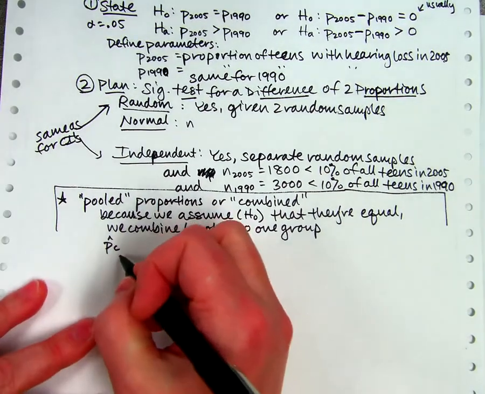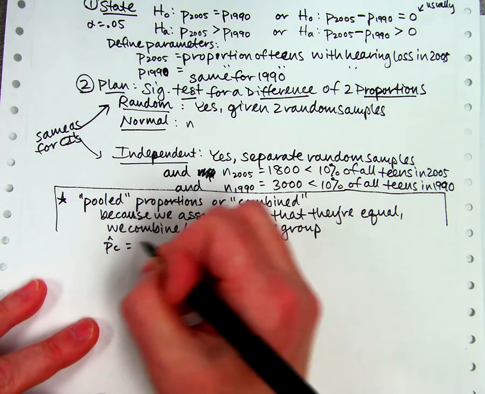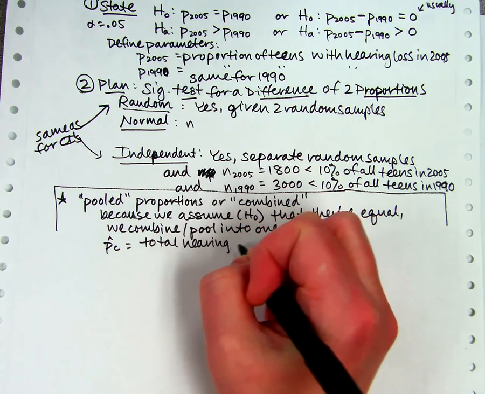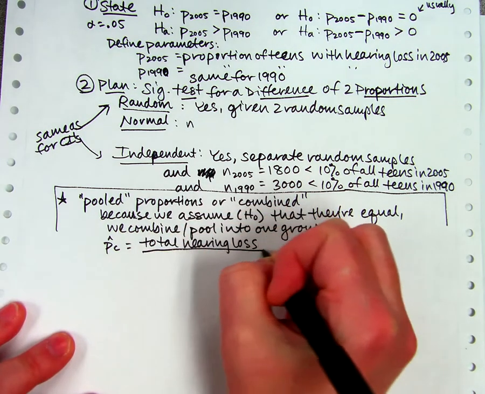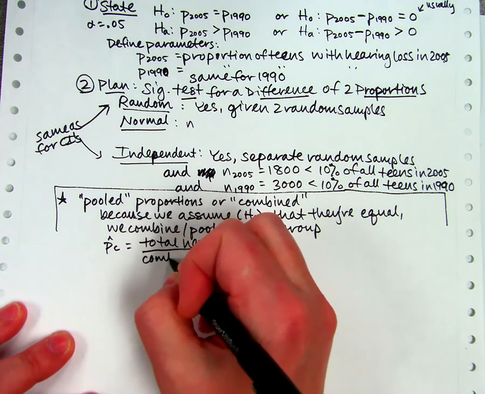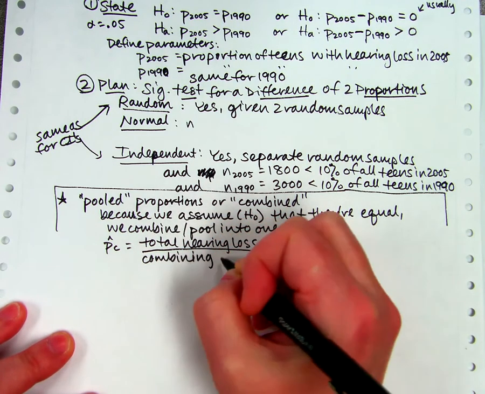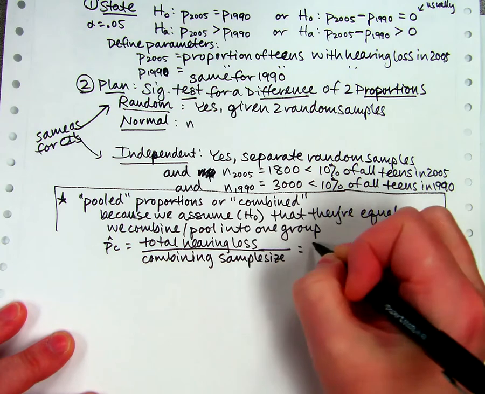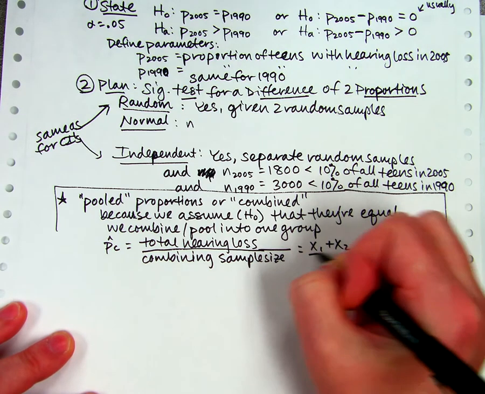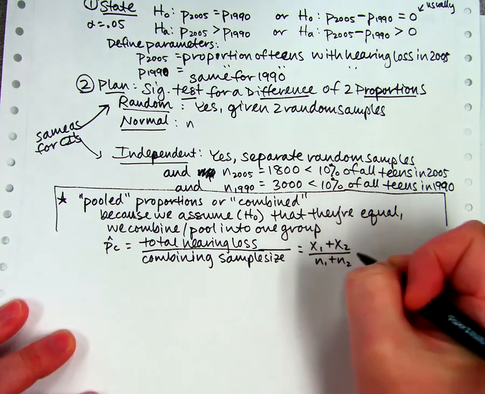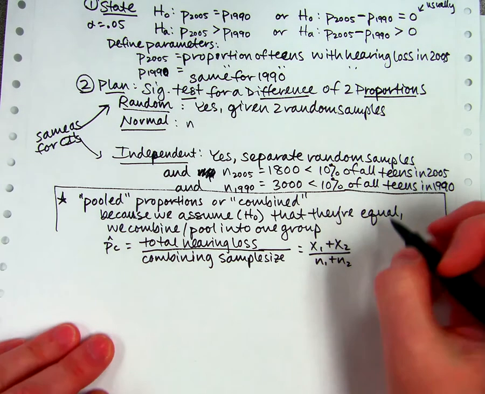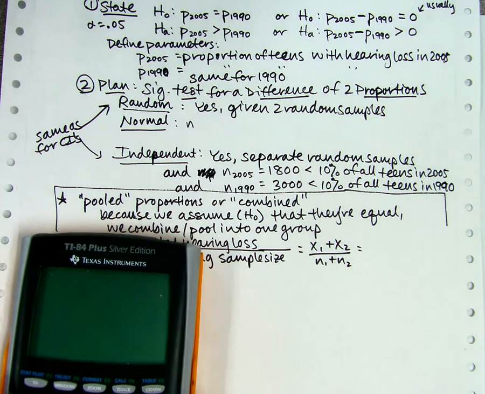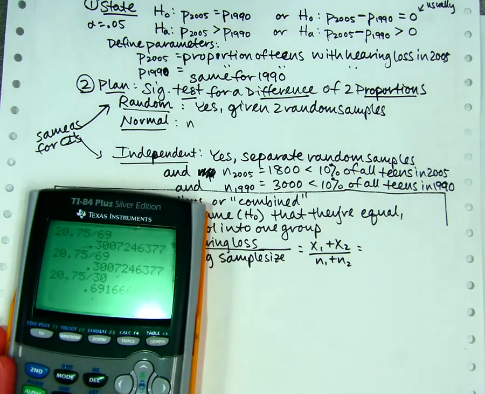So anyway, combined or pooled proportion comes from the total number of people with hearing loss over the total of the combined sample size, or both samples put together into one big sample. And that looks like this. It would be x1 plus x2 over n1 plus n2, or in this case, it's the 1990 and the 2005. So I'm going to actually calculate what those x's are with my calculator, because I don't know them at the moment.